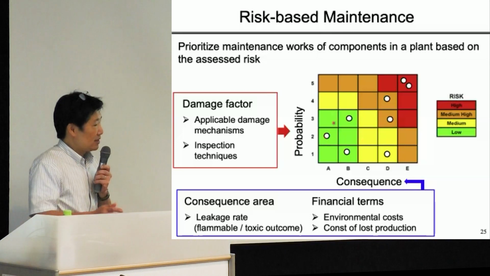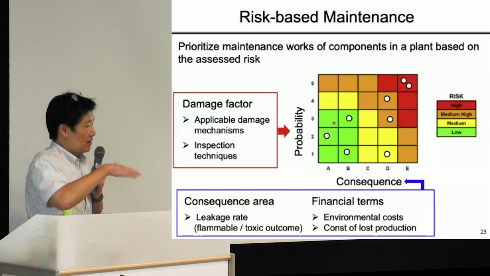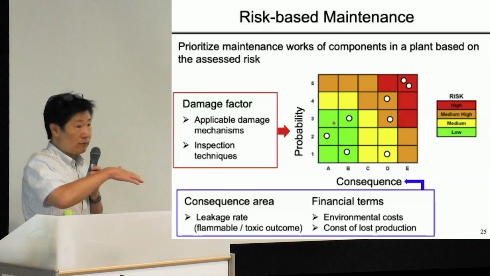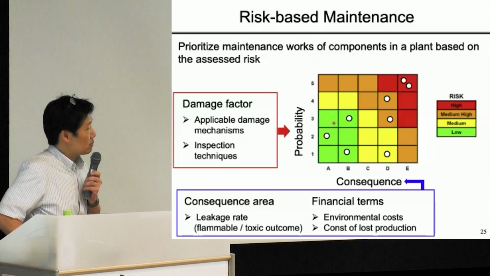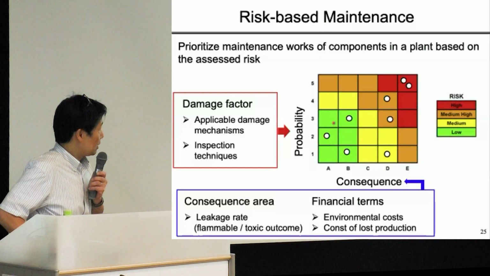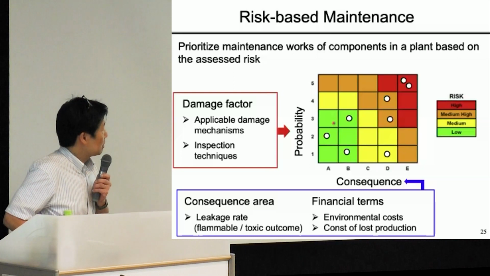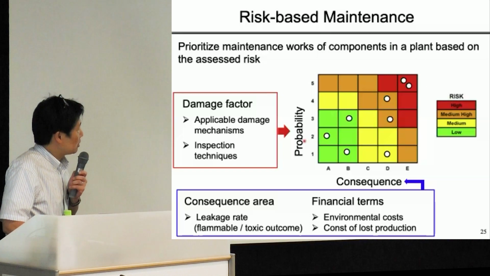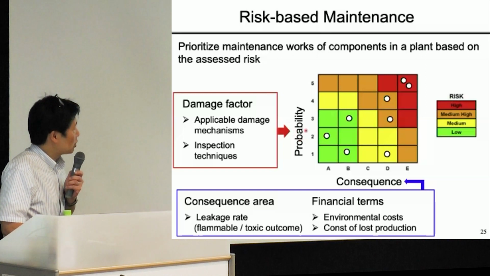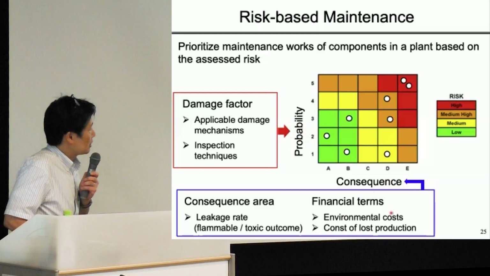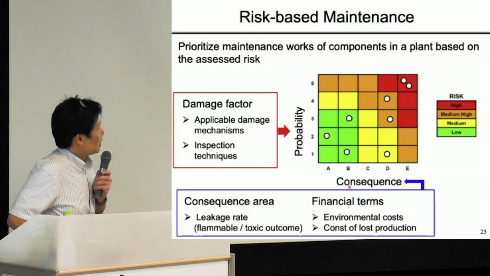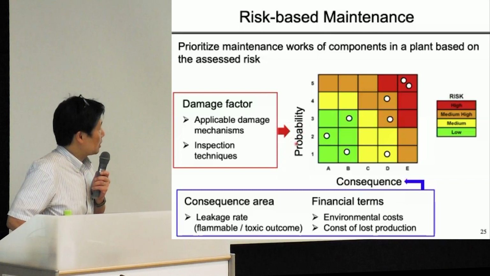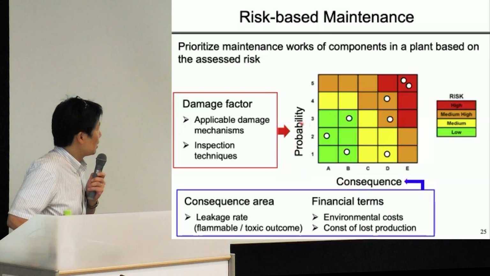But if we decrease the maintenance work, maybe the probability of failure increases. So there may be an optimal point. But anyway, we need to evaluate both probability and consequence. But here we focus on assessment of probability.